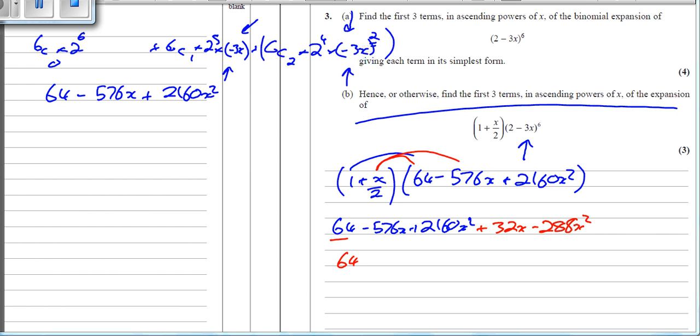So we've got to simplify. So 64. And then we're going to do minus 576x plus 32x, which equals minus 544x. Again, use a calculator if needs be. And then you've got 2,160x squared, take away 288x squared, so 2,160 take away 288 gives us 1,872x squared. And that's what you need to do for this question. So that is binomial expansion for C2.